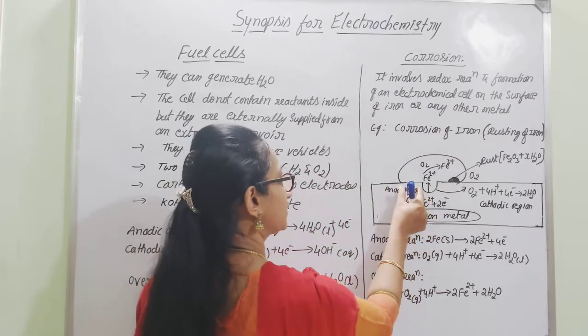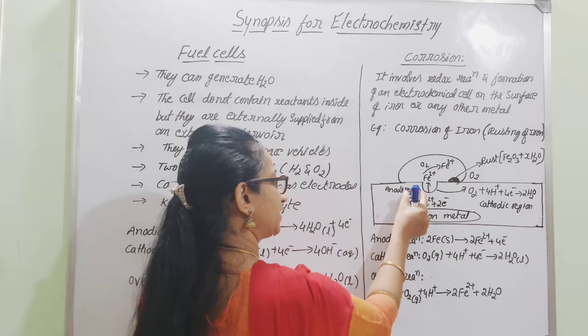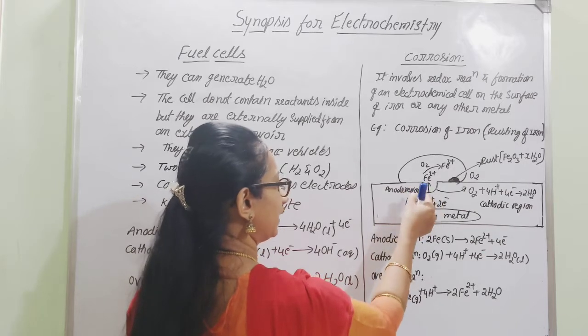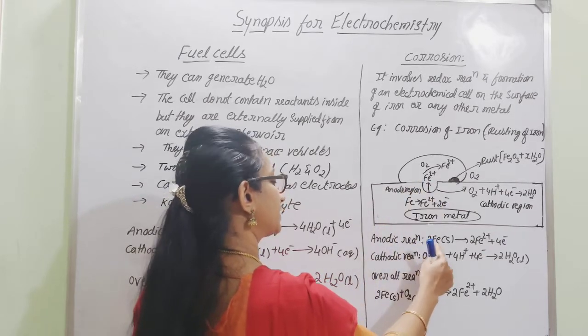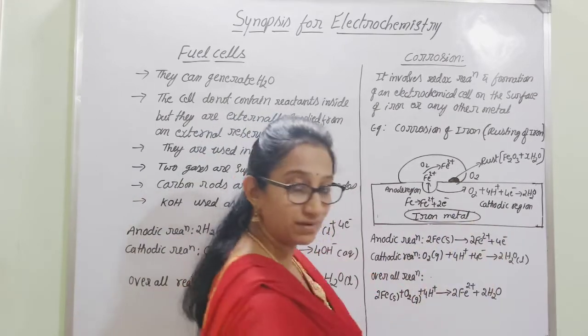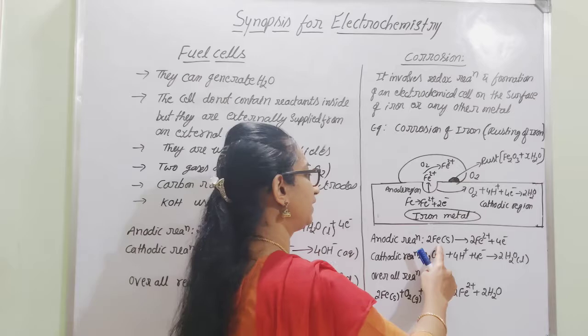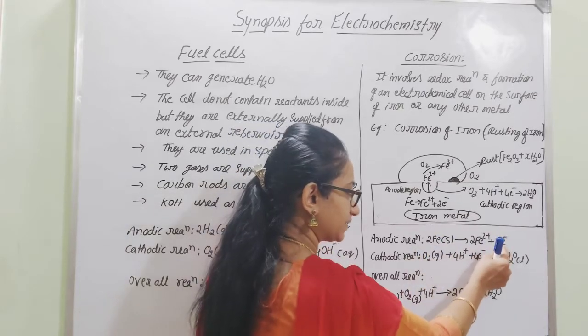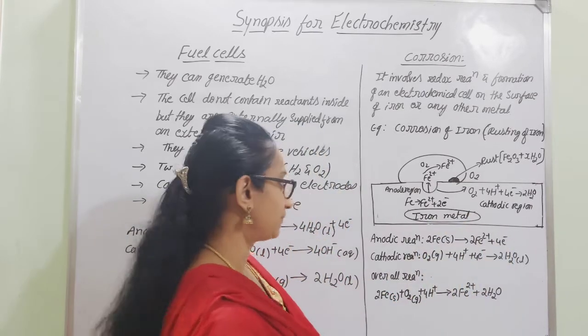In this small space, this region acts as the anode. At the anodic region, iron gets oxidized to Fe2+ with the liberation of 4 electrons. From 2 iron metal atoms, there is liberation of 4 electrons.